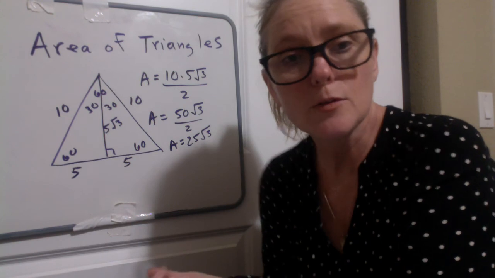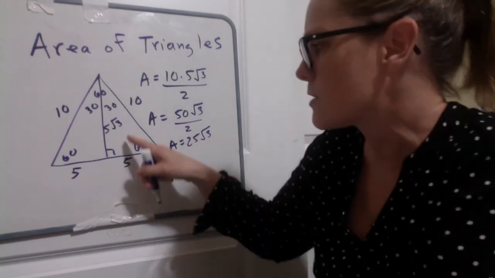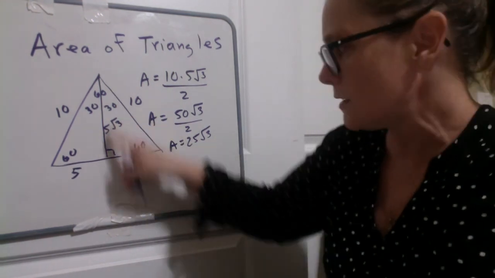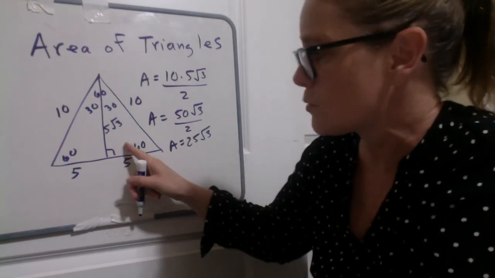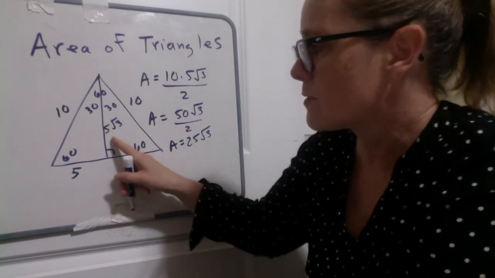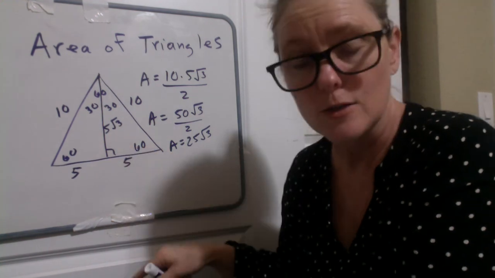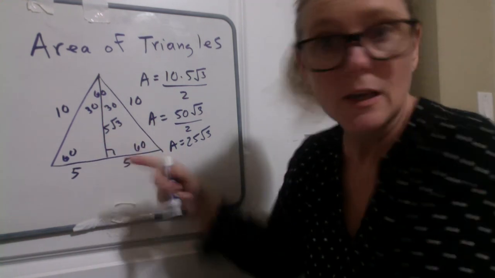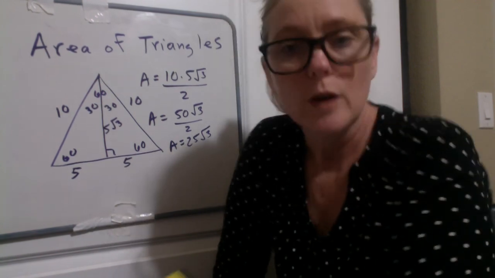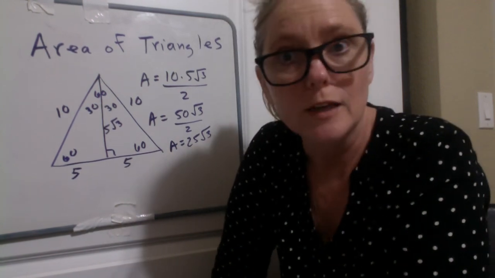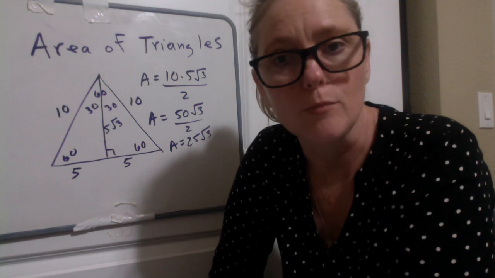Now somebody else might say, well, couldn't I find the area of this right triangle, just this one? Yes, you could. Okay, so you could find the area of just this one. That would be 5 times 5 root 3 divided by 2. But then I'd want to double it because there's 2 of them. Okay, you can do it that way as well. So keep in mind, when I'm doing these problems, there's not just one way to do them. There could be multiple ways to do that problem.